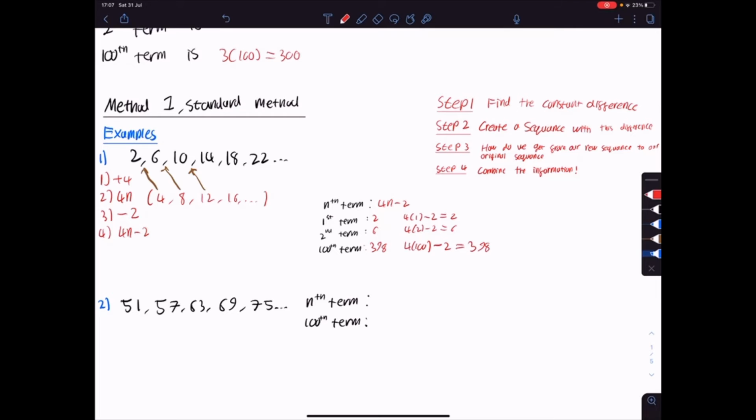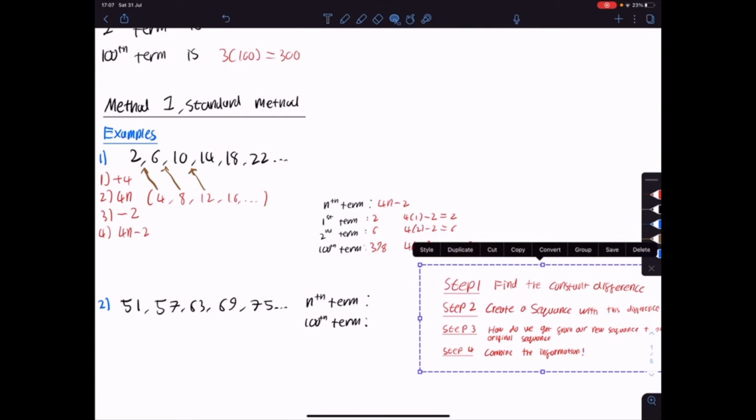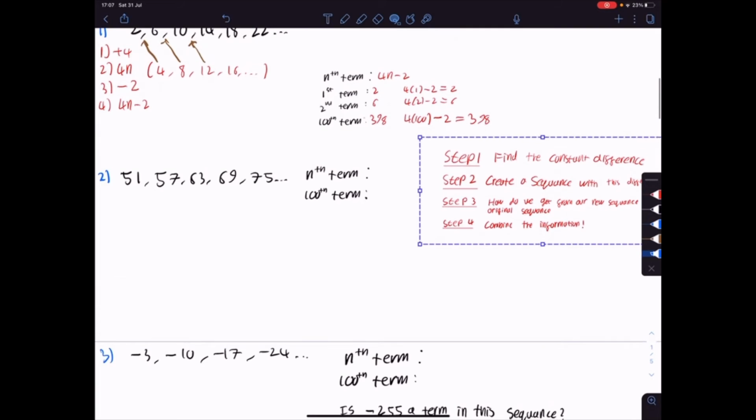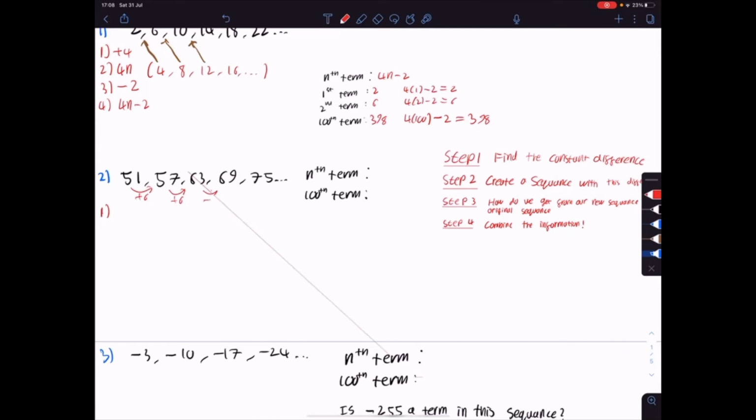Okay, so here's a second example, and we're just going to be using these same steps as our framework. Okay, so step 1, find the constant difference of this sequence. Well, we're just going to be adding 6 each time to get to our next number.